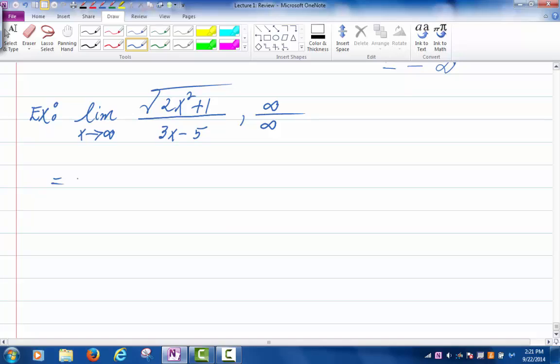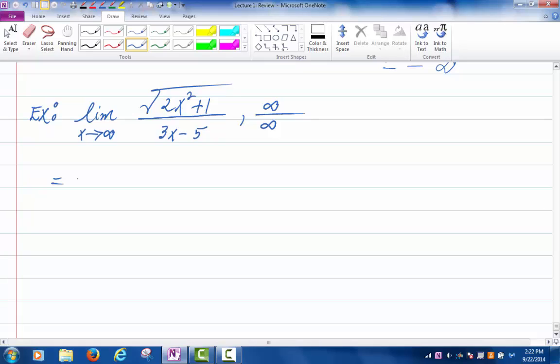Well, the problem here is that I don't have a polynomial in the numerator. However, it's not too bad. I have a root of a polynomial, right? So still, I know that the limit of the root function will be the same as the root of the limit of the polynomial. Well, that means again you can apply the same idea, that it is determined by the dominating term.